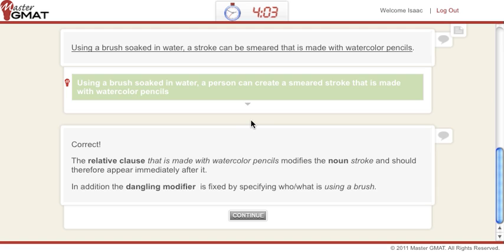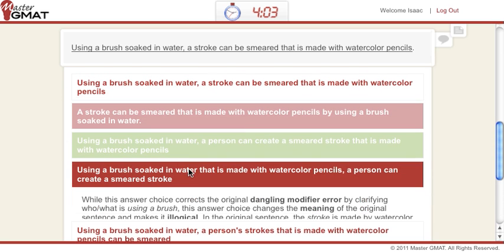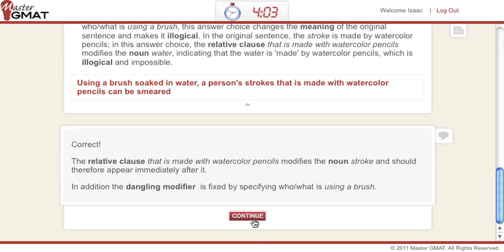Okay, so that's how we attack this little dangling modifier question, relative pronoun question. And of course, if you ever wanted to check the other explanations, you can always do so. Or you can just keep going with our beautifully adaptive course.